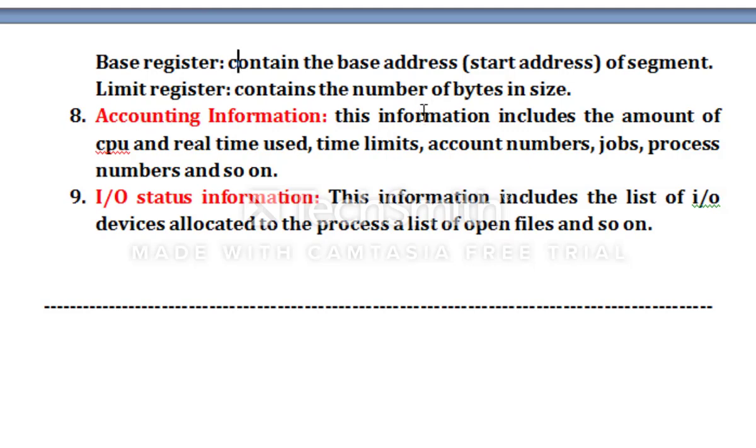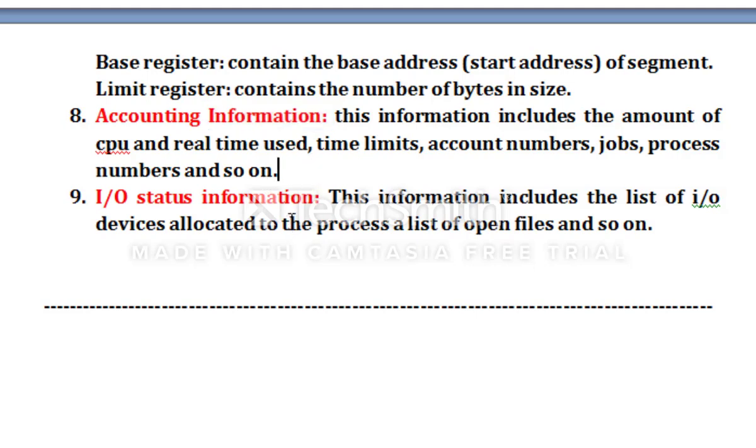Accounting information. This will contain information like the amount of CPU and real time used, time limits, account numbers, jobs, how many processes we have, how many times the CPU will be allocated to a process, the latency time, delay variation, and switching time. It includes all of that information, so everything should be accountable.